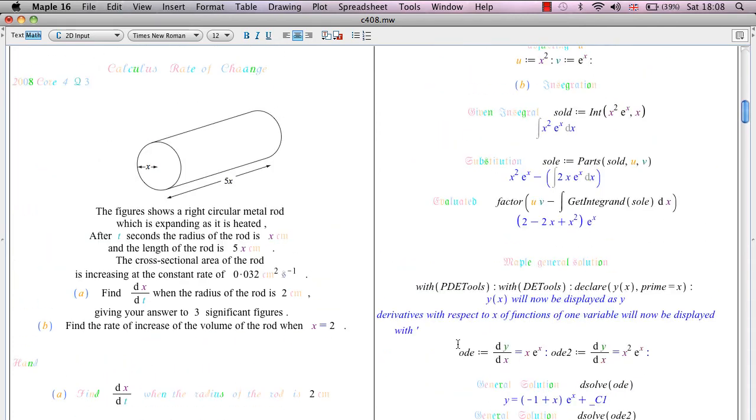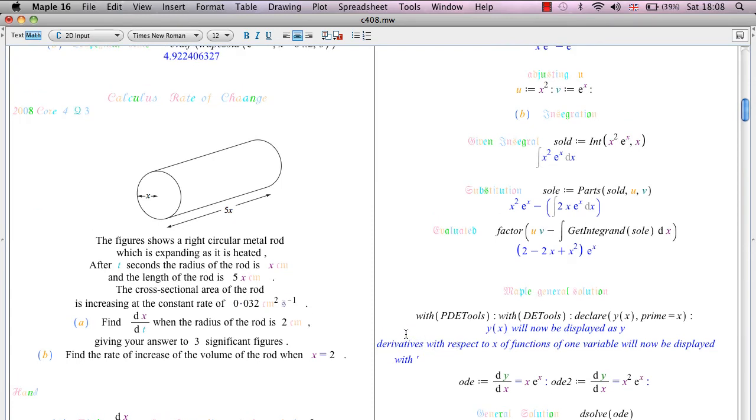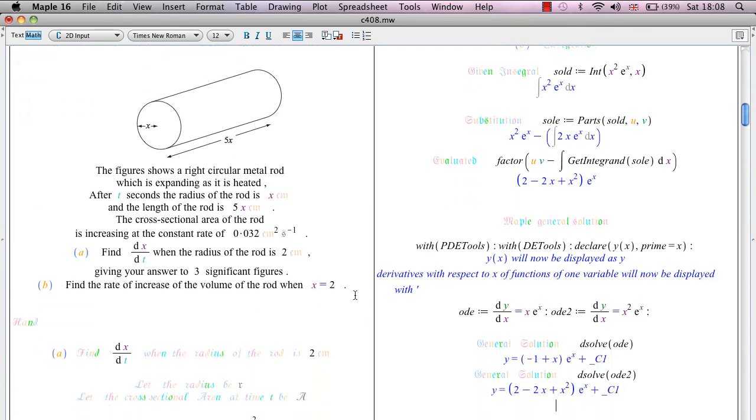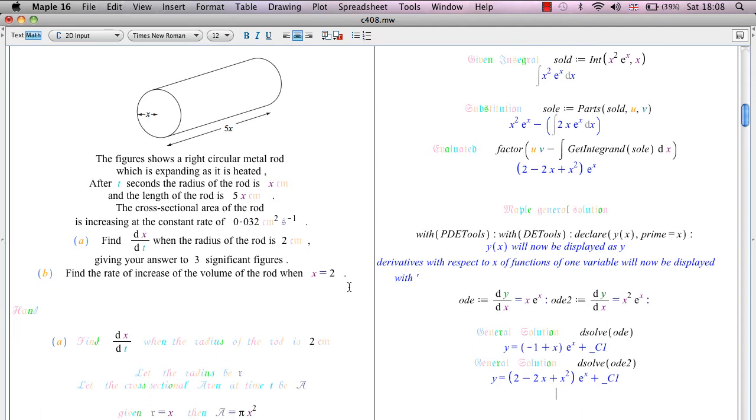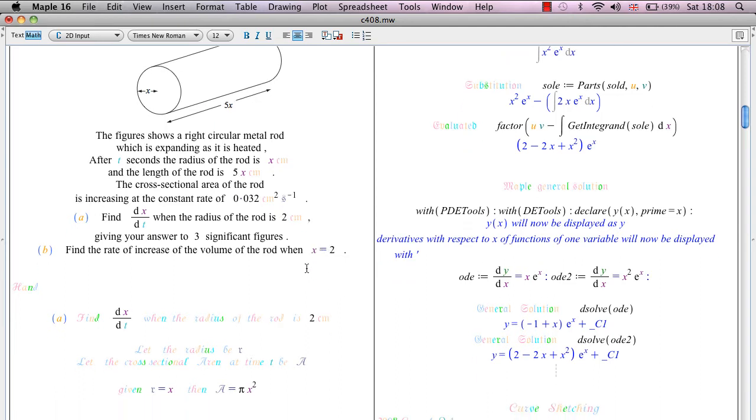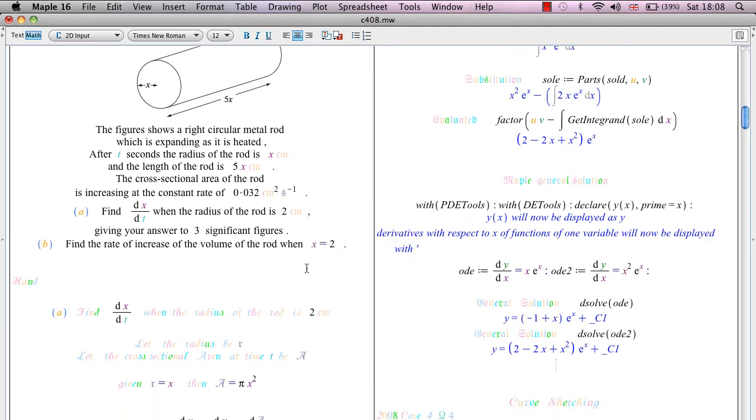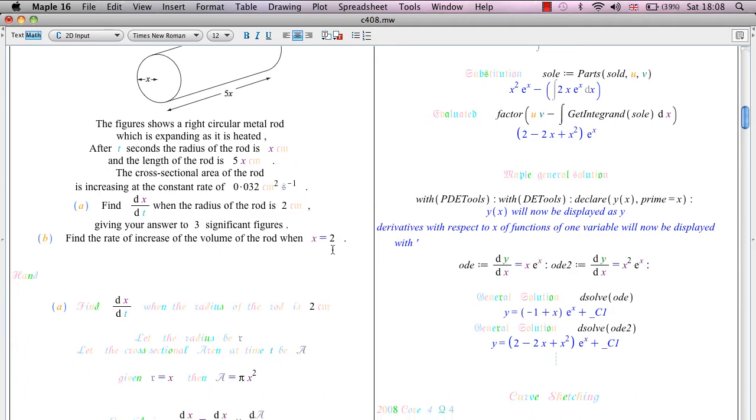Question 3, rate of change question. After t seconds, the radius is x and the length 5x. We're given dA dt, where A is the cross-sectional area. To find dx dt when the radius is 2 in A, and dv dt when x equals 2 in B.